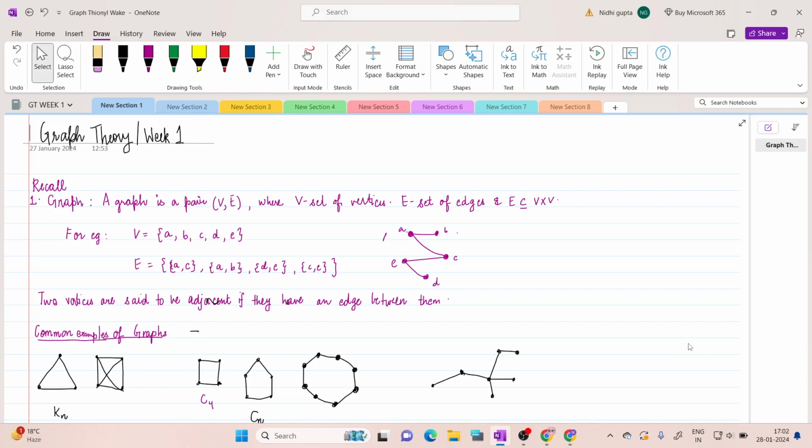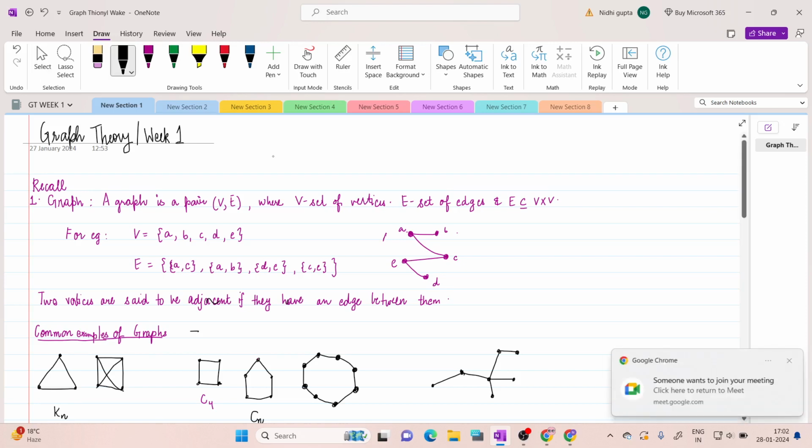Okay, so I'll start. In week one, what was majorly discussed? There were some basics of graph theory, and we studied Eulerian graphs and Hamiltonian graphs. First, let's revise the basics. What is a graph? A graph is a pair of two sets: V, the set of vertices, and E, the edge set. Two vertices are called adjacent if they have an edge between them.